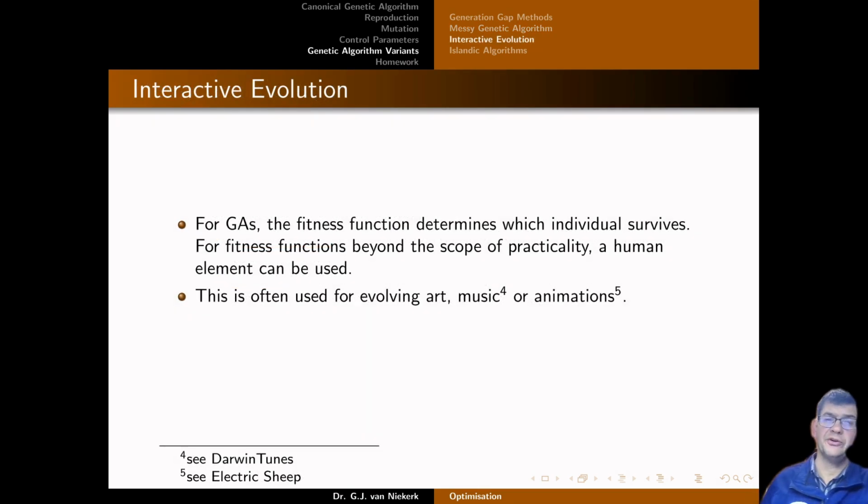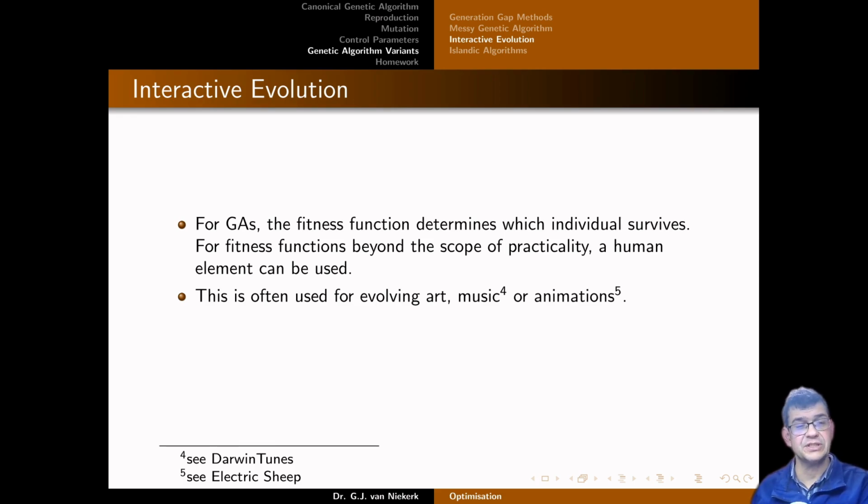Now, for genetic algorithms, the fitness function determines which individual survives, and of course which are used for reproduction. Sometimes the fitness function is really difficult to define and maybe even impractical. In these cases, you can be lazy and use a human element for that purpose. This is often used for evolving art, music, and animations.